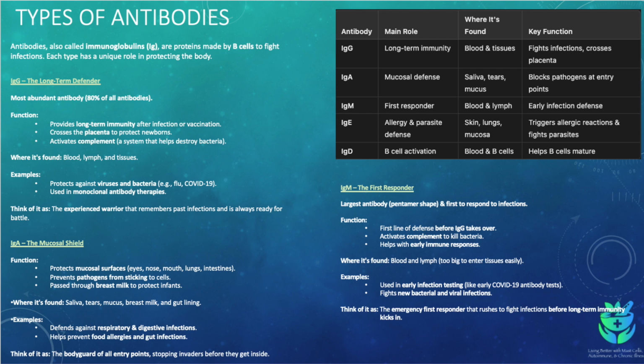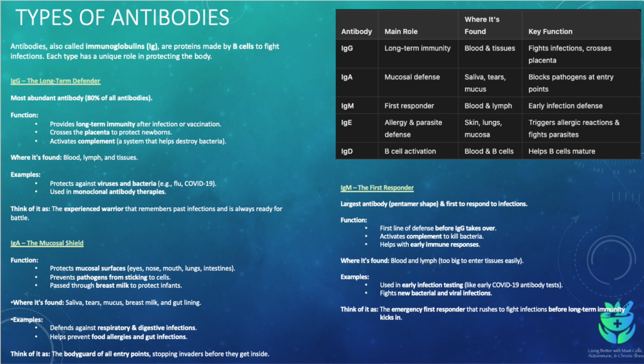So examples of this are it defends against respiratory and digestive infections. It also helps prevent food allergies and gut infections. So think of it as the bodyguard of all the entry points, stopping invaders before they get inside.